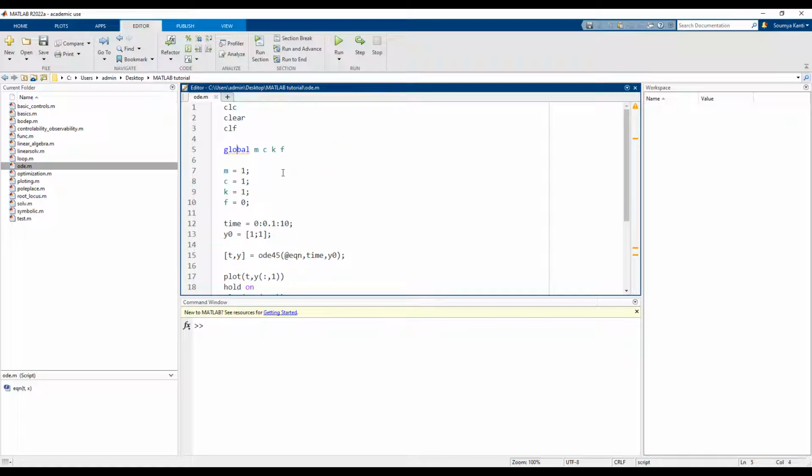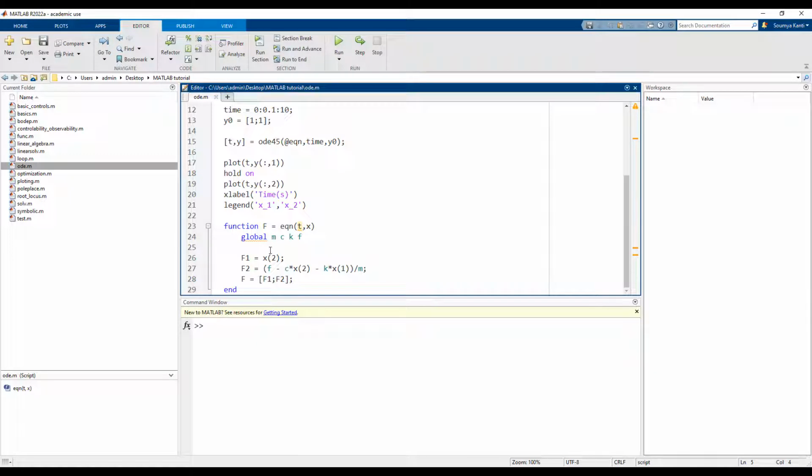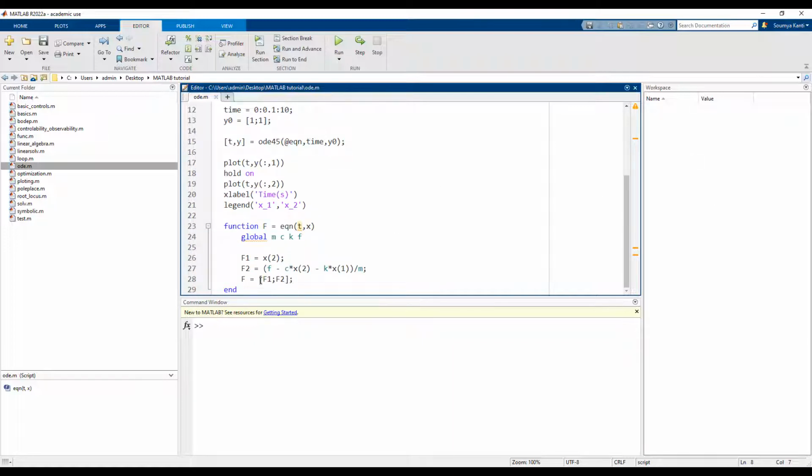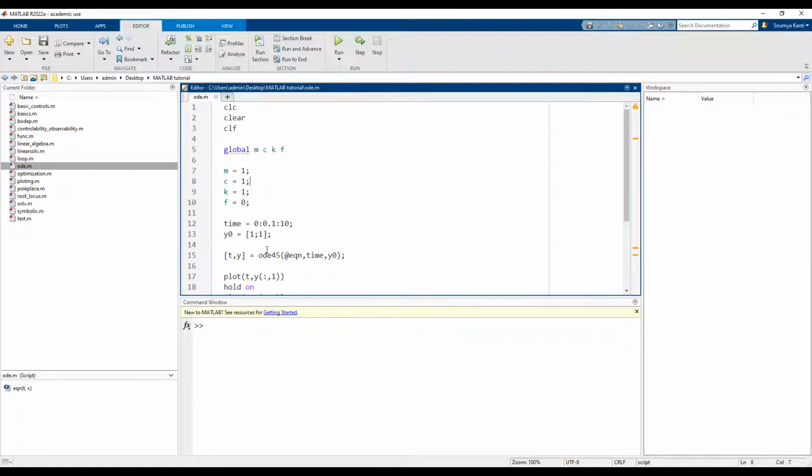So you can specify that these are the global functions, and you can always save these values and use them in the other function. But also in that function you need to specify which of the function variables are global in nature. So from the main file it will pull out the value if it is in the workspace, and it will provide it inside it.